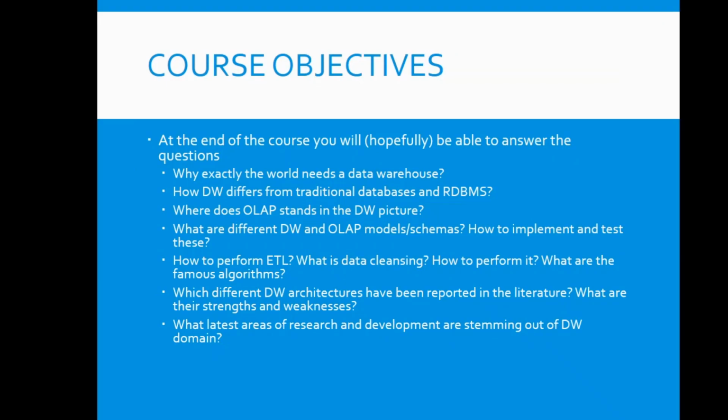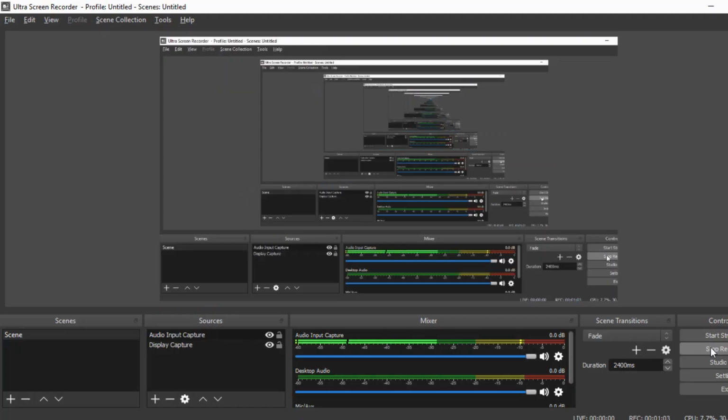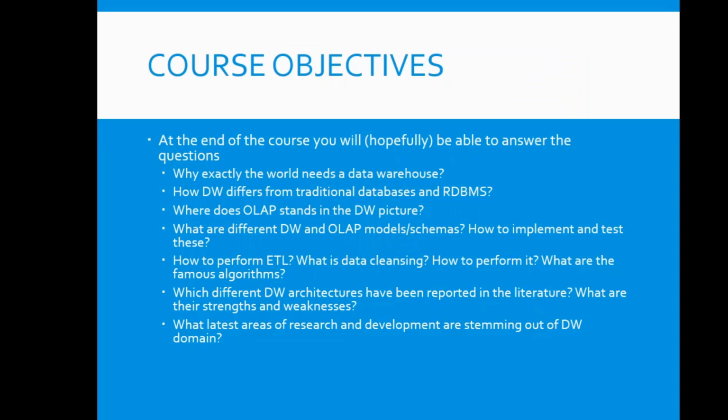By the end of this course, you will be able to answer the following questions. Number 1, why exactly the world needs a data warehouse? Number 2, how does a data warehouse differ from traditional or operational databases and RDBMS? Number 3, where does OLAP stand in the data warehouse picture? Number 4, what are the different data warehouse and OLAP models or schemas? So, here we will be studying the star schema, the snowflake schema, and so on.